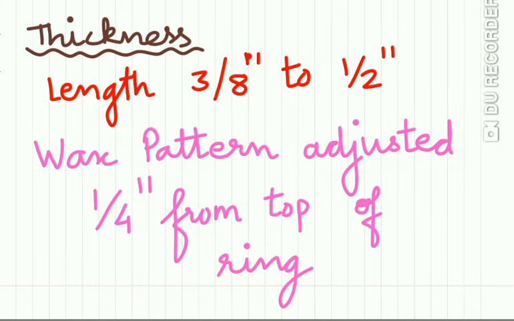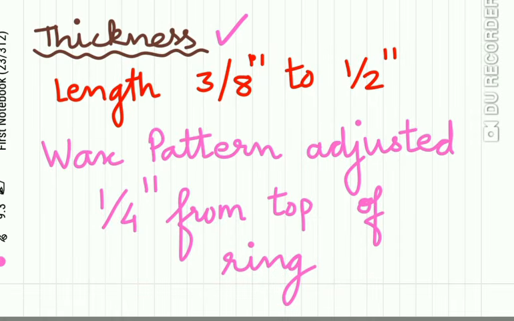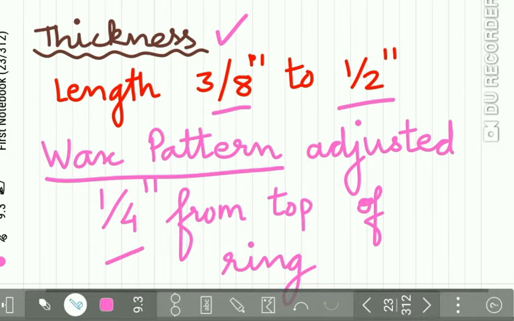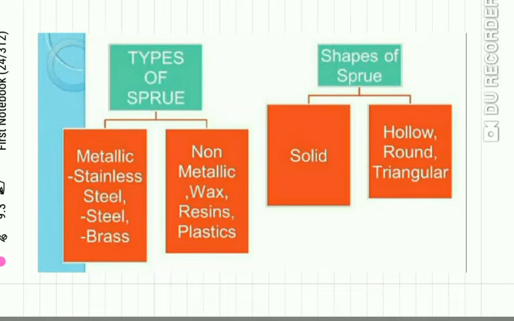So, coming to the thickness of the sprue former, the thickness of the sprue should be in proportion to the wax pattern. The length of the sprue should be 3/8 inch to ½ inch. The wax pattern should be adjusted such that it is not more than 1/4 inch from the top of the ring.